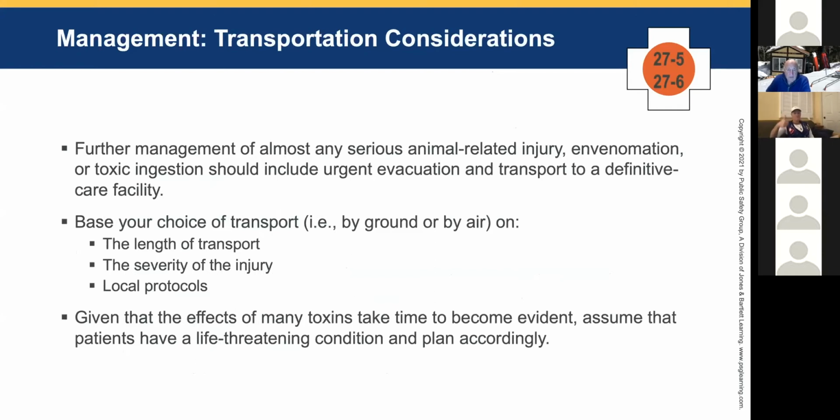Further management of almost any serious animal-related injury or an envenomation or toxic ingestion should include urgent evacuation, transport to a definitive care facility, based upon your choice of transport by ground or air, length of transport, severity, local protocols. I don't know if this has been discussed already, but typically, unless somebody is in immediate severe distress, it's ground ambulance. But if there's something that's more urgent, then we request air.